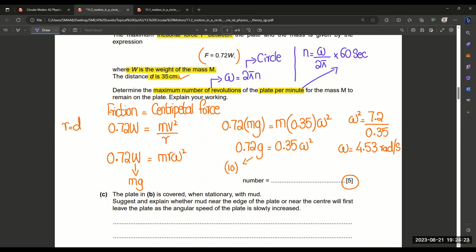43.2. We know that we need to round it off, so that will be 43 revolutions per minute, right? So this is the concept of the first question.